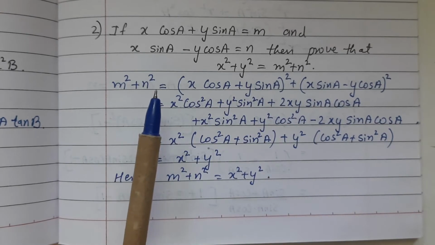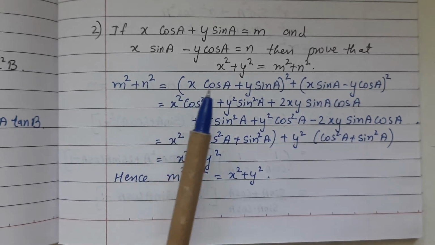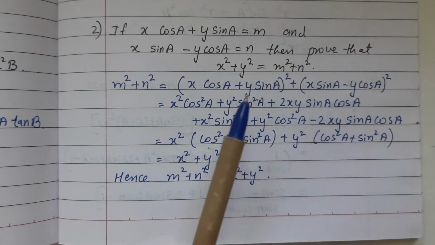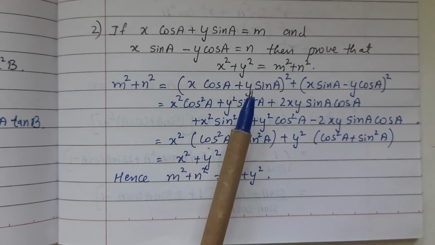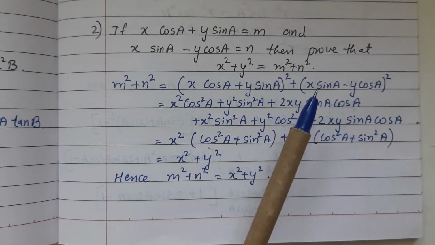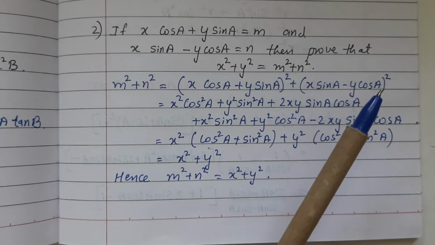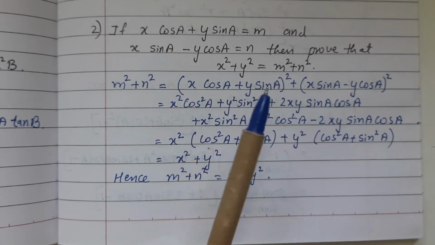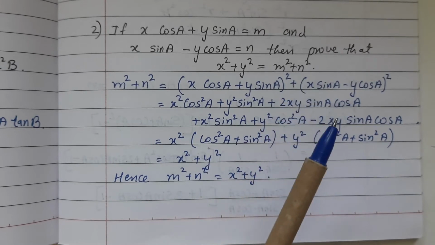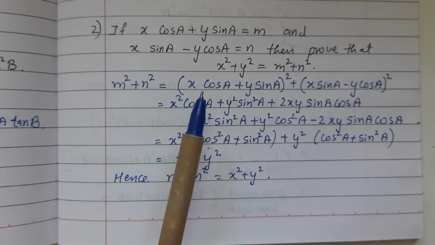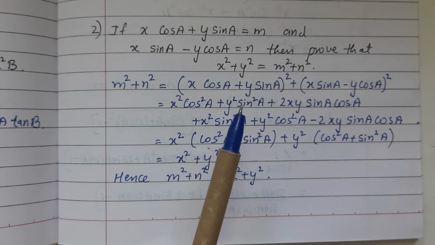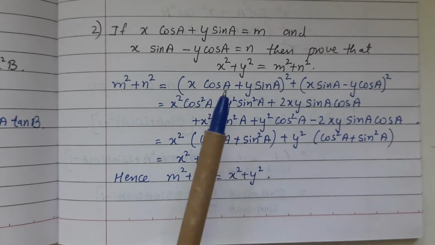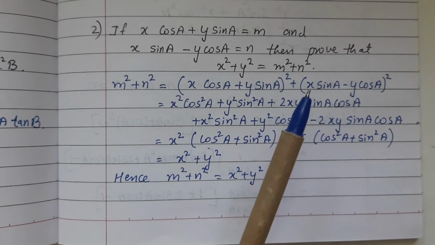m square plus n square equal to, substitute the value of m and n, which is (x cos A plus y sin A) whole square plus (x sin A minus y cos A) the whole square. Open the bracket. (a plus b) the whole square is a square plus b square plus 2ab. So a square is x square cos square A plus b square is y square sin square A plus 2 into x into y into sin A into cos A.